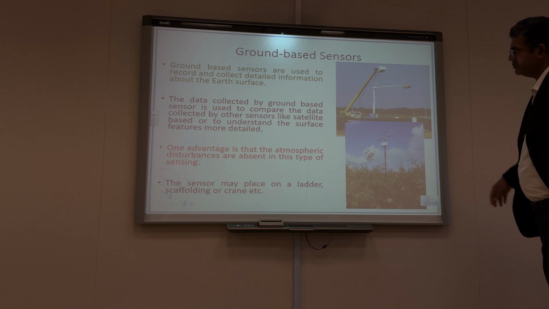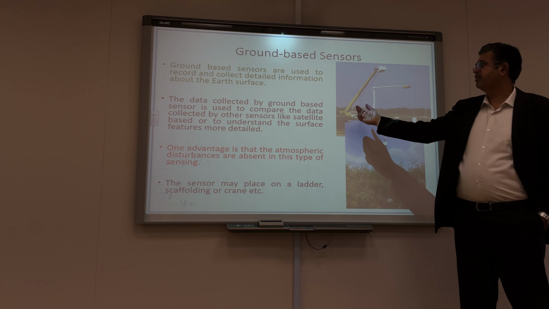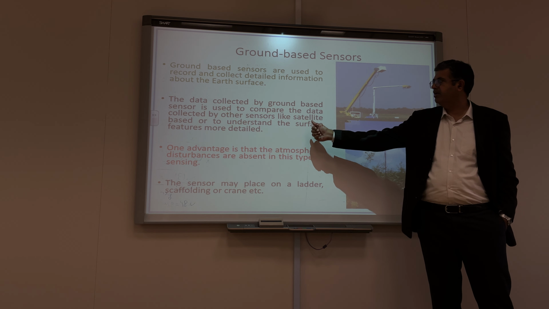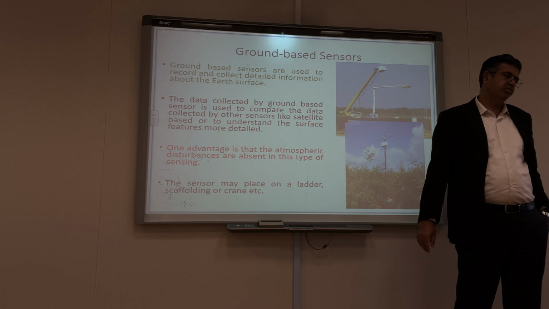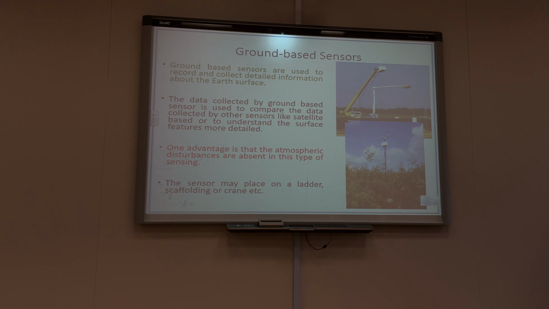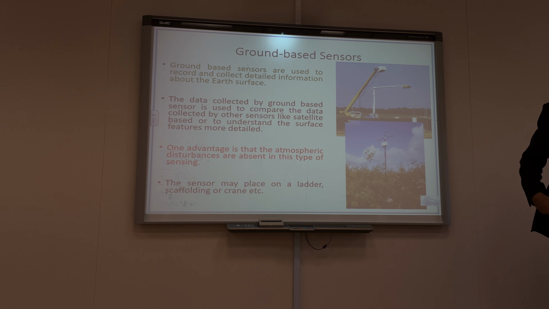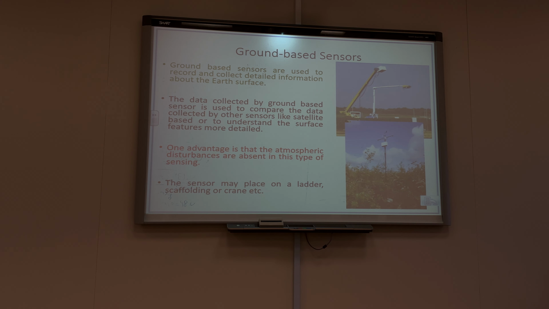The data collected by a ground-based sensor is used to compare with data collected by other sensors like satellites, to understand the surface features in more detail. So you have some information from a satellite sensor that is from far away. If you are not sure about what you are seeing in the satellite image, you can cross-check with the ground-based sensor, because it is close to the surface, so the images it takes are in more detail.